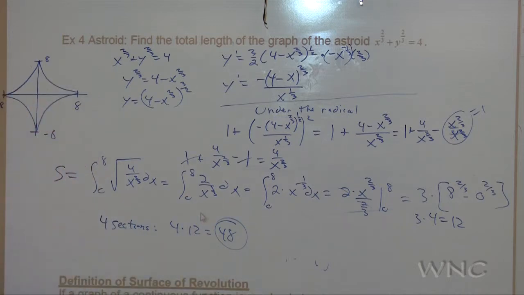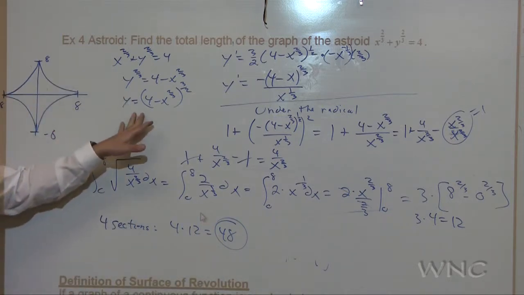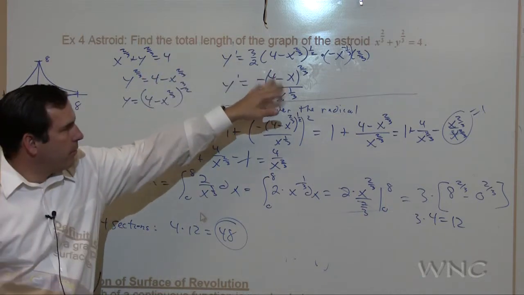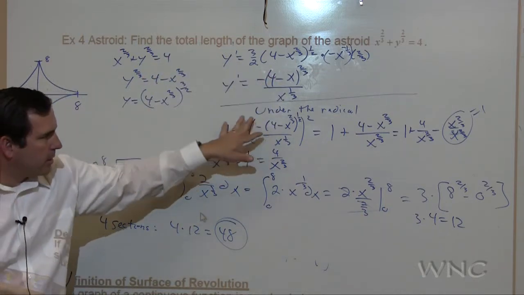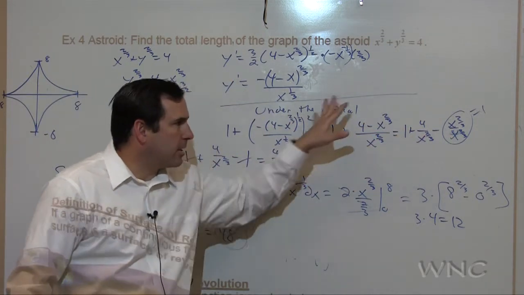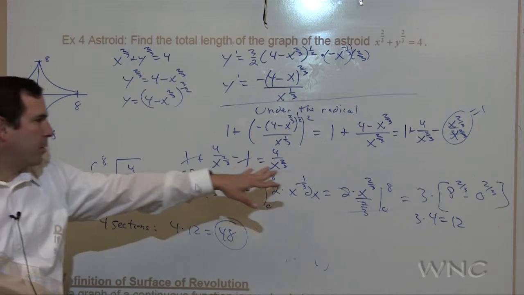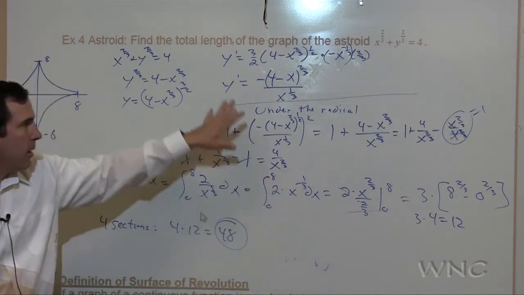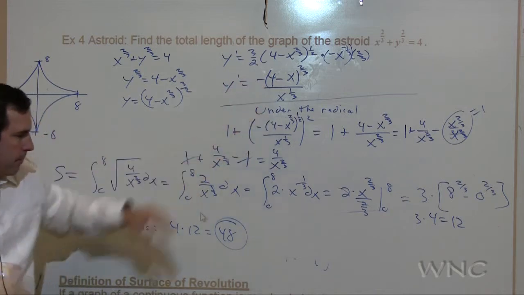Whew, that was a rough one. So we had to solve for y. We had to take the derivative and put it under the radical. This is the stuff that would be under the radical. Simplify that. I thought it'd be nicer to do that separately and then come up with our final result that we plug in here. Then we integrate, and that wasn't so bad to integrate. Dealing with this was not so pretty.